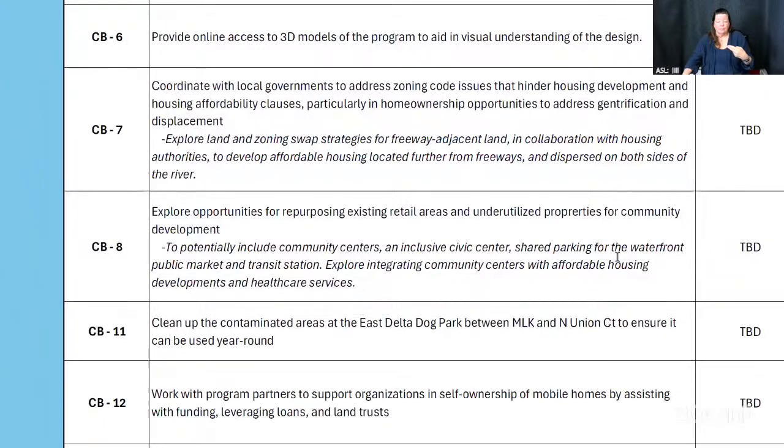Okay, and so our next one reads: provide online access to 3D models of the program to aid in visual understanding of design. Some notes here: this was done for the SEIS public comment period. There were flyover videos included on the website. Folks in the community gave really great feedback around being able to see those. And our team has shared that there is likely going to be something similar created for the preferred alternative after the record of decision. So I open this up for any comments or discussion. Hearing none, seeing none. Oh, yes, Peter.